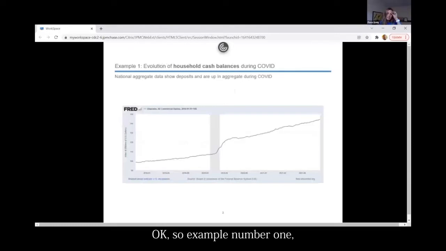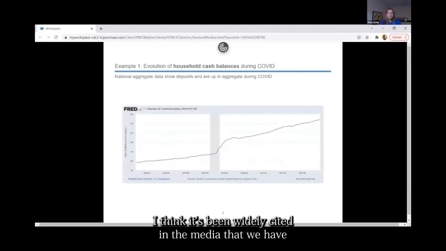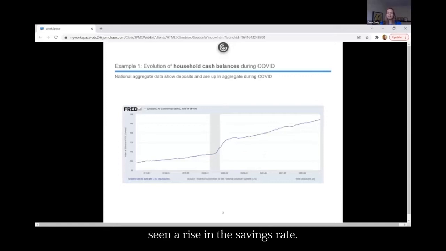Okay, so example number 1, I think it's been widely cited in the media that we have seen a rise in the savings rate.